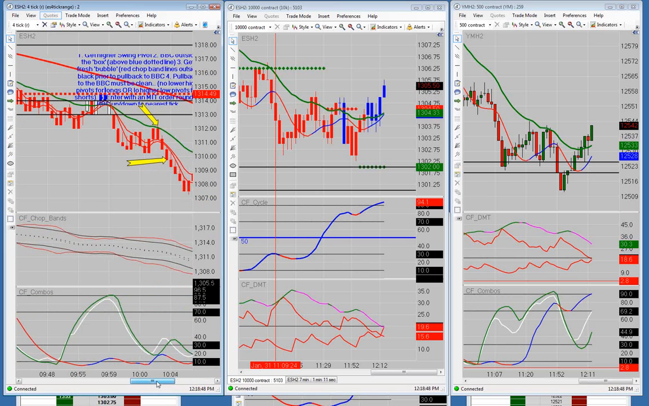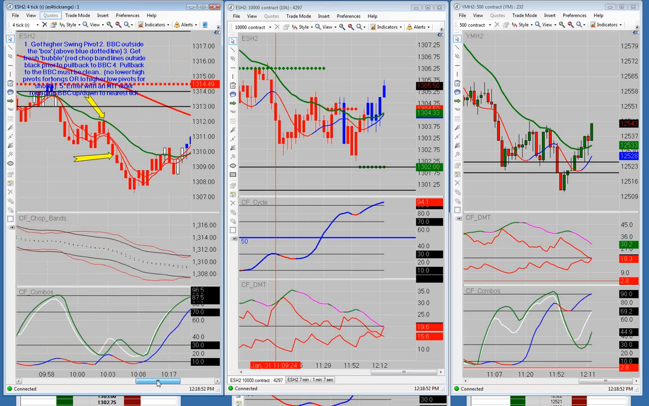Here's the rules right here. All right, these are the rules for the trades on the 4-tick range chart. And this was the trade that I actually took this morning. Okay, you need to get a higher or lower swing pivot. In this case, it was a lower swing pivot, which was right here.